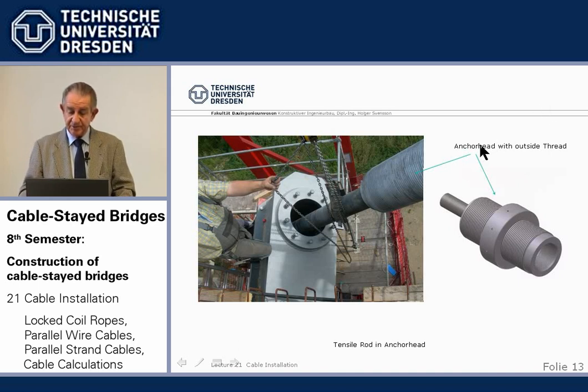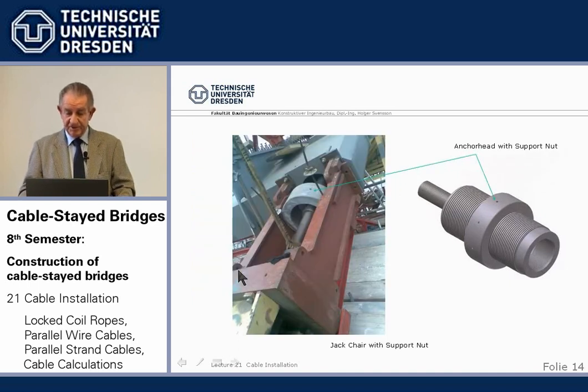We can see it here more in detail. This is where the cable comes down. This is the anchor head with an outside thread on which runs a support nut. The tie rod is screwed into it and runs through to the hydraulic jack underneath there. And here we see now the bottom end. We see the tensioning rod coming through here. There's the jack behind, and here we have placed the support nut.